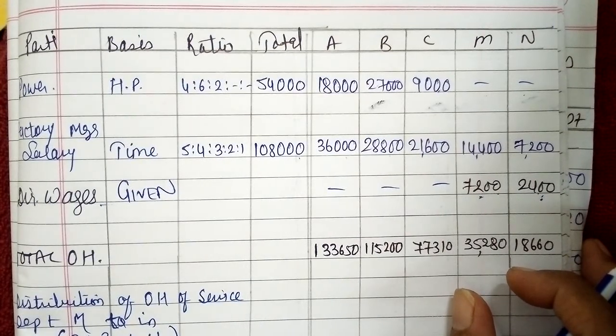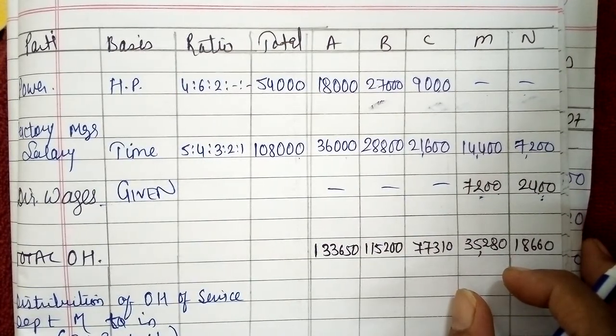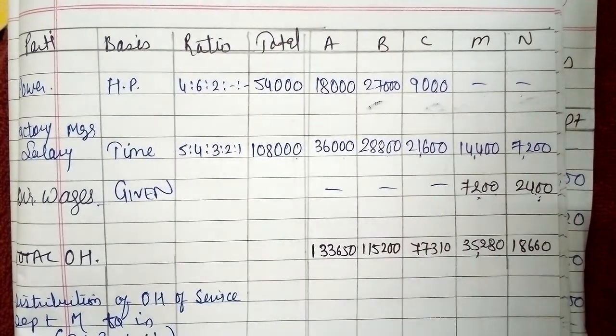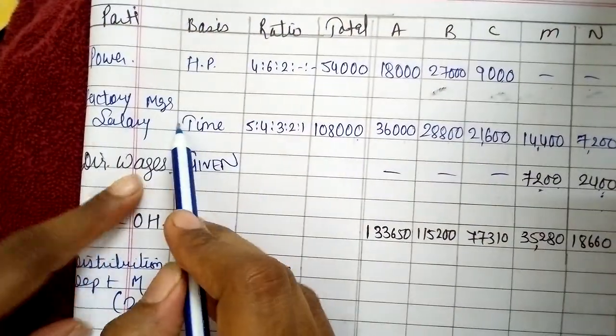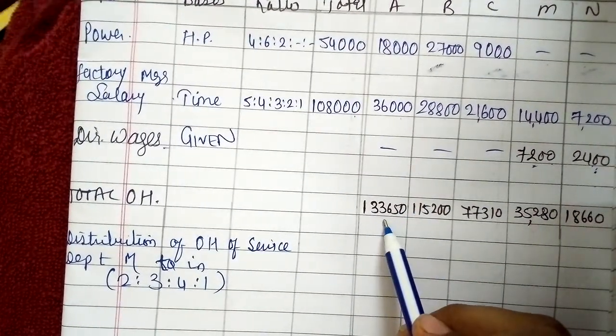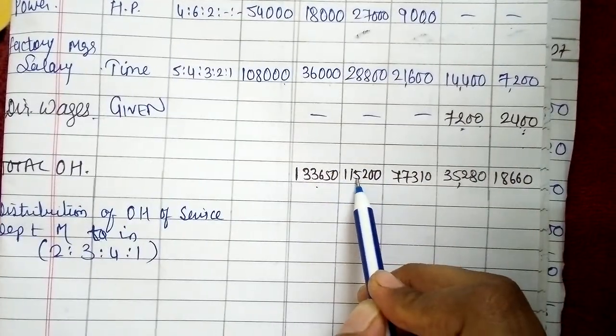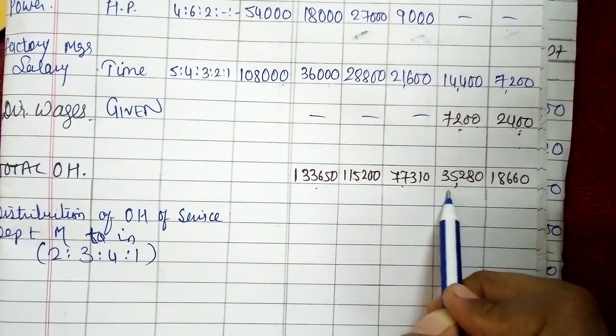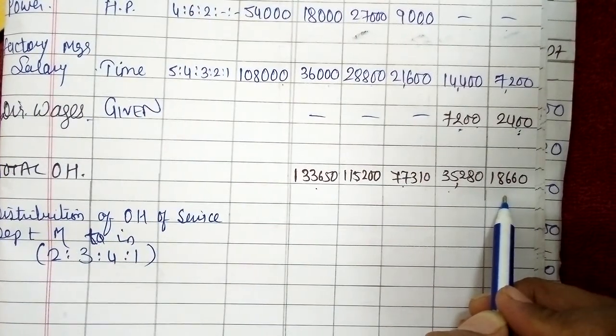So direct wages and direct expenses or direct material of service departments are treated as indirect expense, and therefore that has to be included in this table, right? So now total of all the items starting from indirect wages up to direct wages or factory manager salary for A, B and C. So the total is 1,33,650, 1,15,200, 77,310, 35,280 and 18,660.